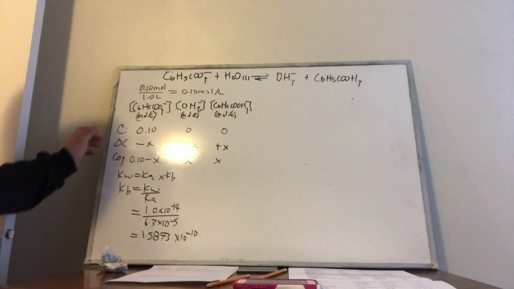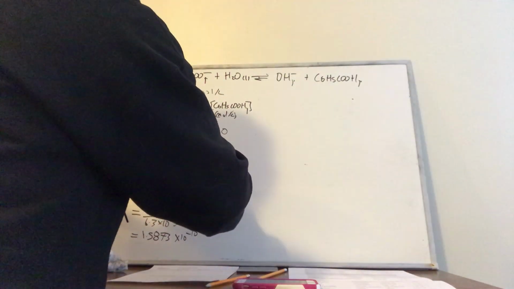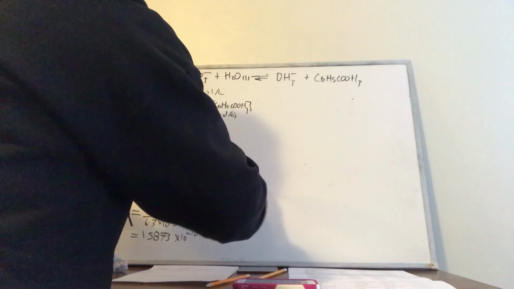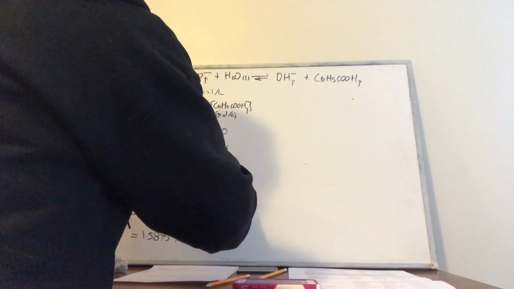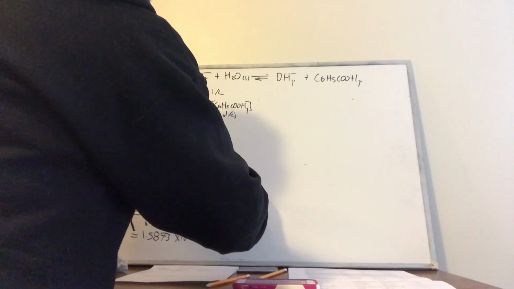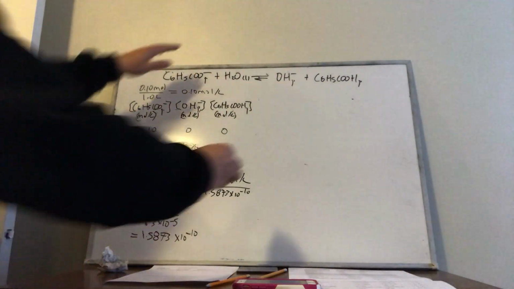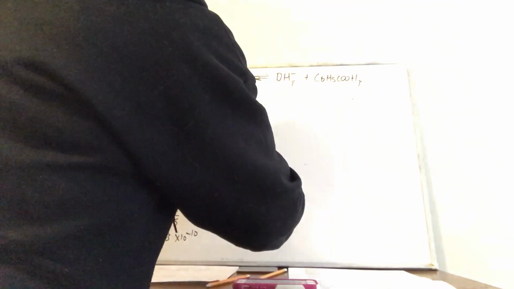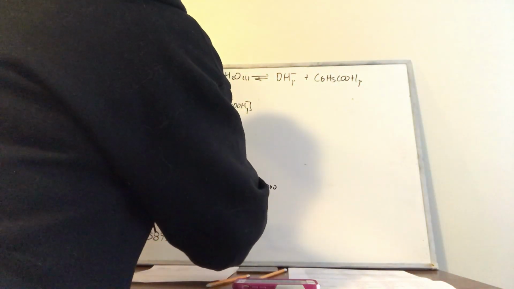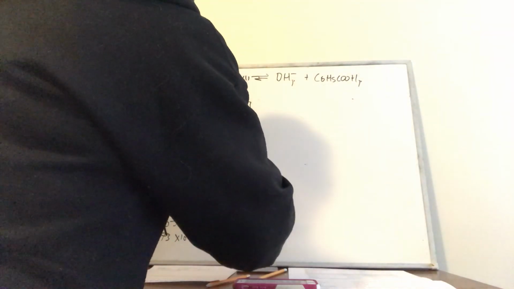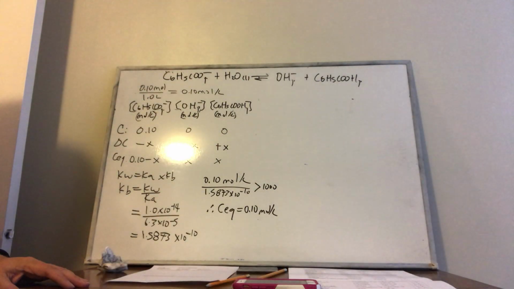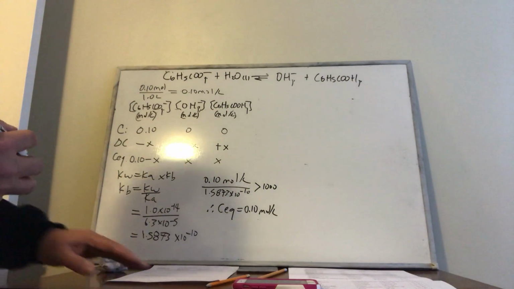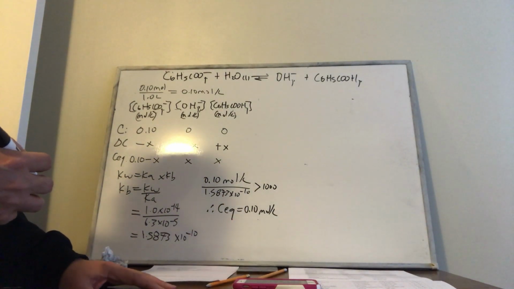Now that I know my Kb, I can try the assumption. So 0.10 moles per liter divided by 1.5873 times 10 to the minus 10. I can tell you right now, that will be greater than 1,000. So now I can redefine my CEQ as 0.10 moles per liter. Okay, now we can actually begin our question. So I need to make a Kb expression. So if you need to pause the video so you can practice that, go right ahead.